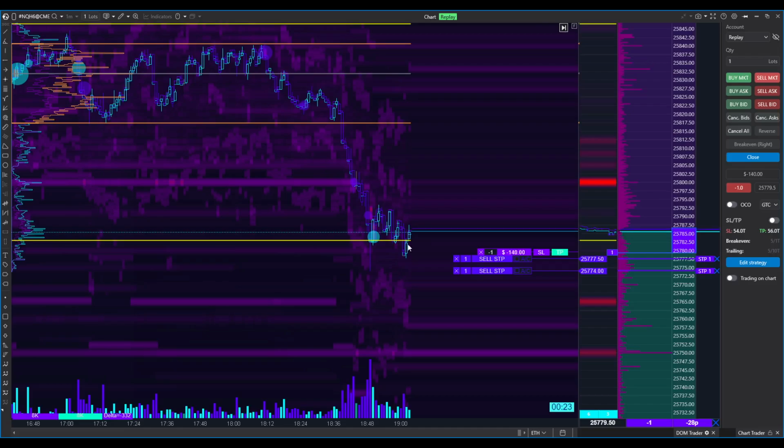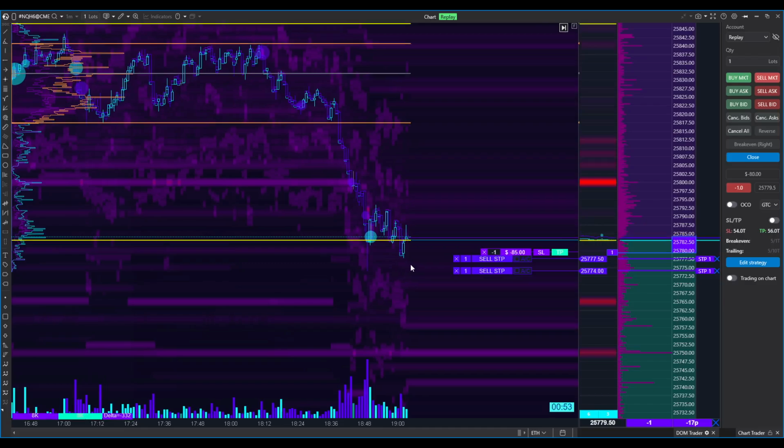Buyers are trying to defend it, but it's not looking too good. Looks like the case of support becomes resistance. Let's see if I'm wrong.